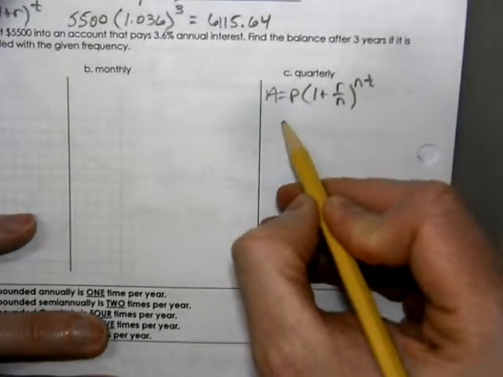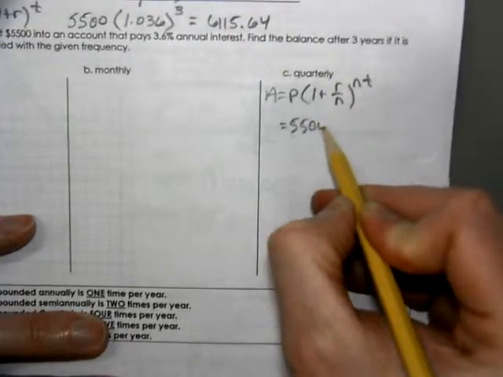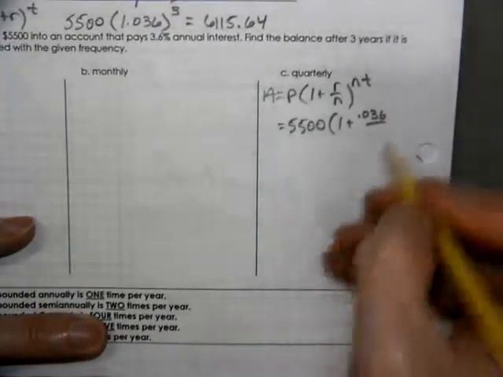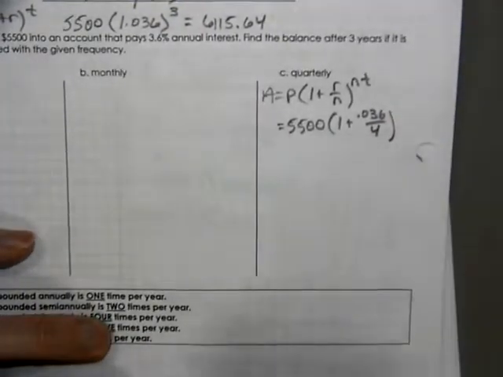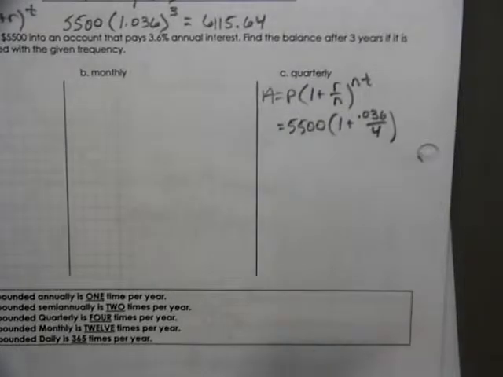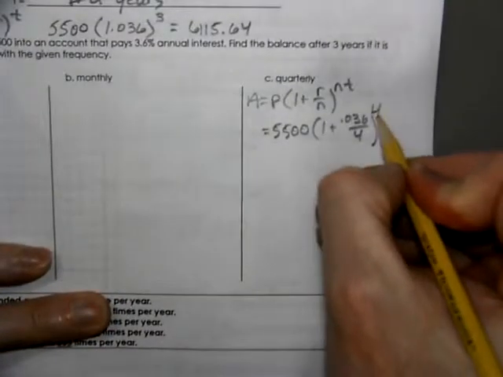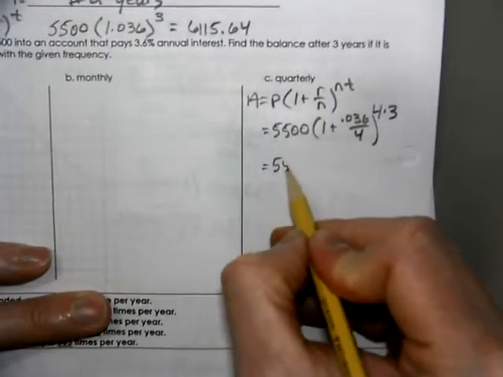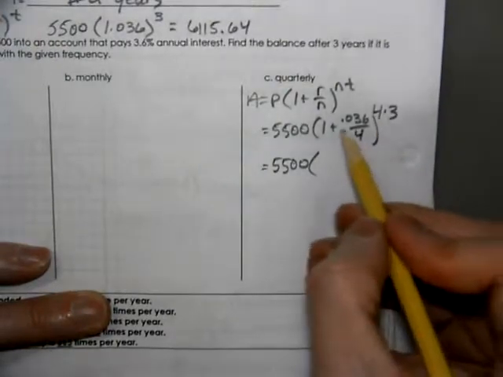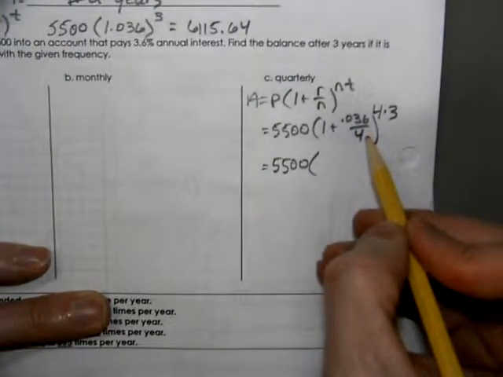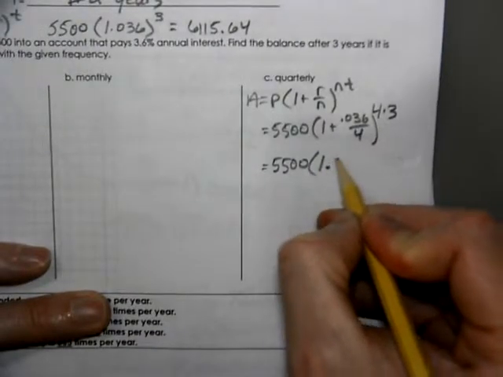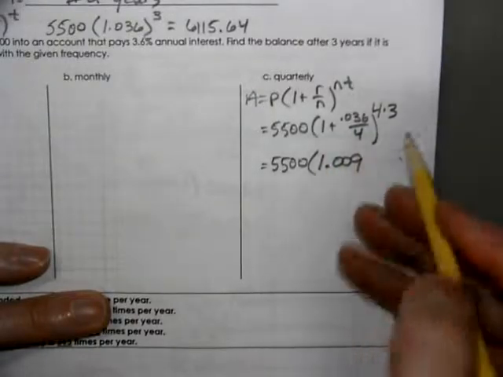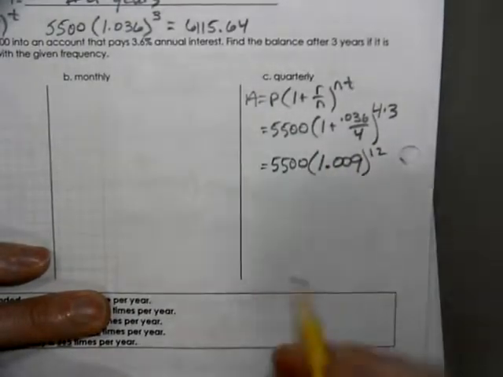So what is the amount if our principal is $5,500? 1 plus 0.036 divided by 4. 4 is quarterly. How many quarters are there in a year? There's 4 quarters in a year. So this is 4 for your n times 3 years. That's 5,500. When you divide 0.036 by 4, you're going to get 0.009. So now when we add it to the 1, we get 1.009 raised to the 12th power.